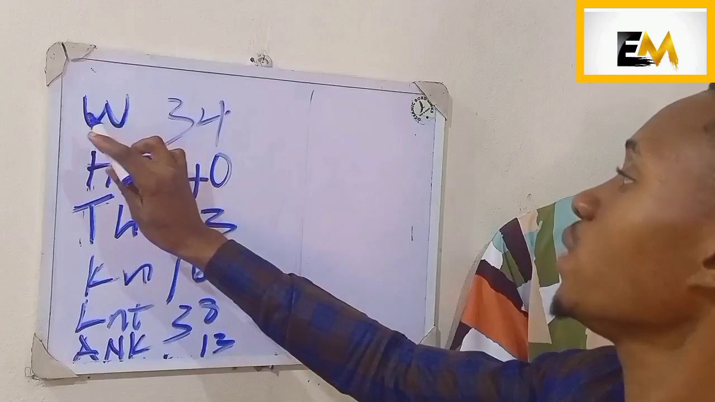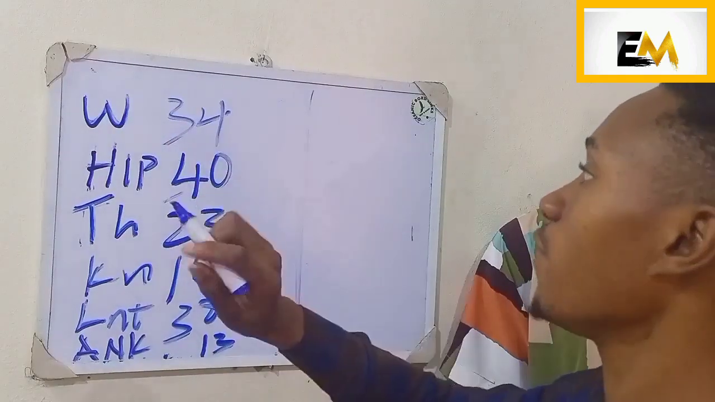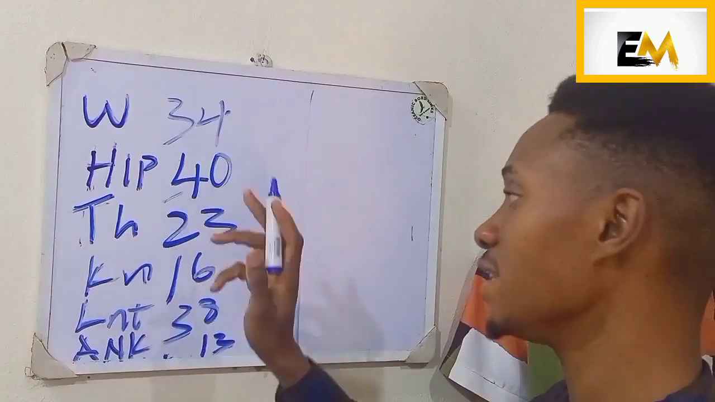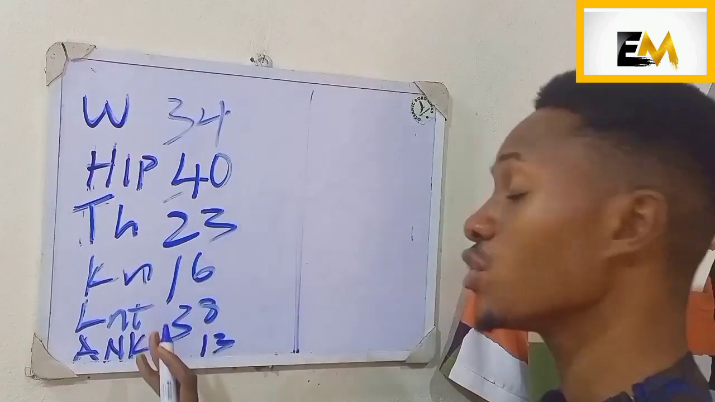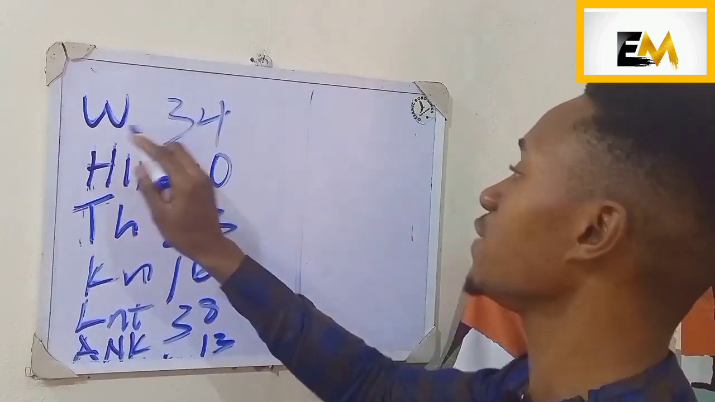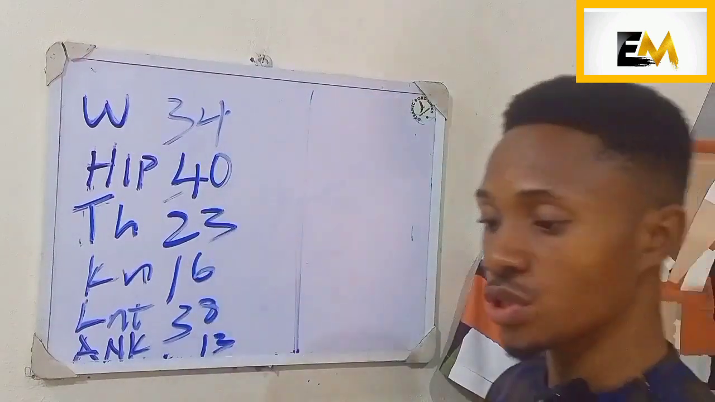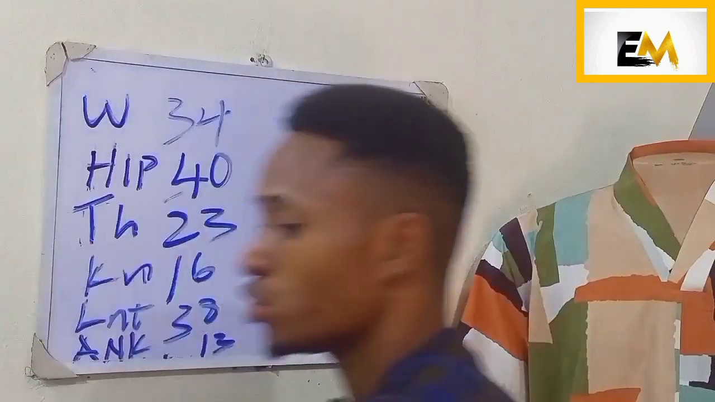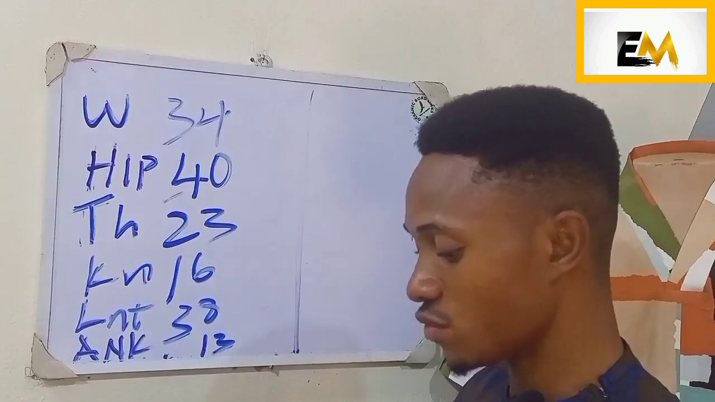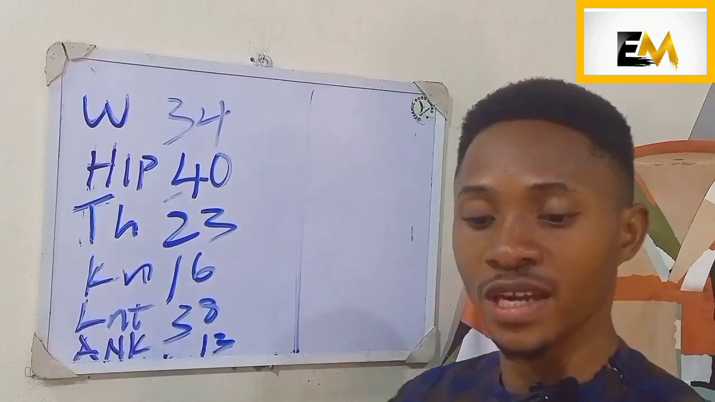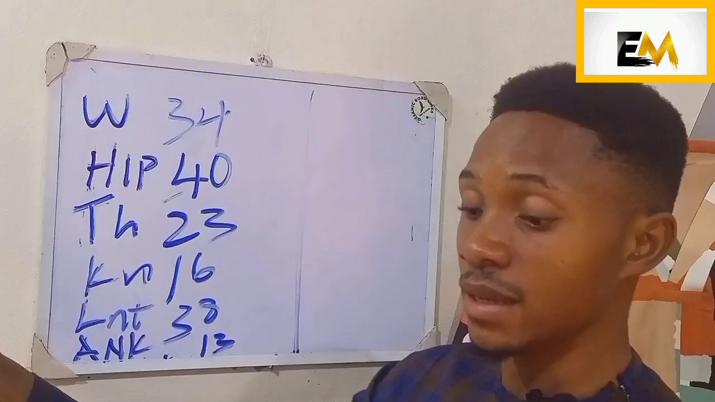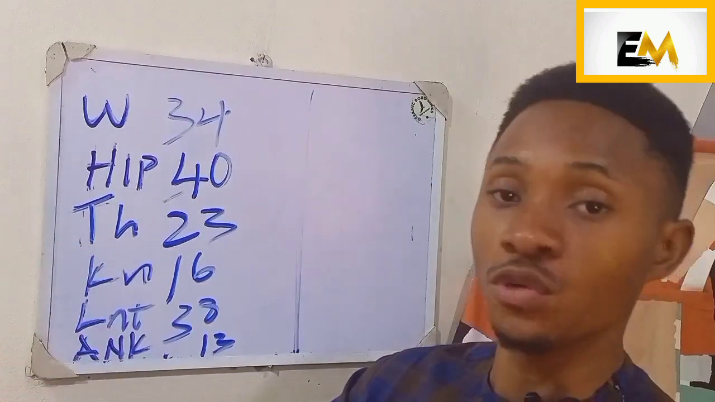So when you divide this waist by 4, remember our formula is waist by 4, hip by 4, thigh by 2, knee by 2, overall trouser length plus 2, ankle divided by 2. When you divide 34 by 2, you can use your tape as a means of division. Let me show you how you can use your tape to divide. This is 34, which is our waist.